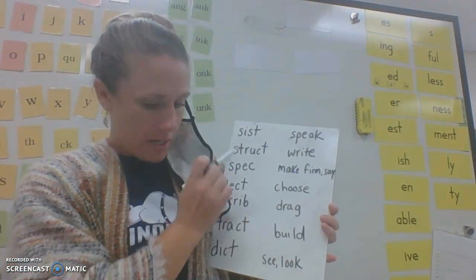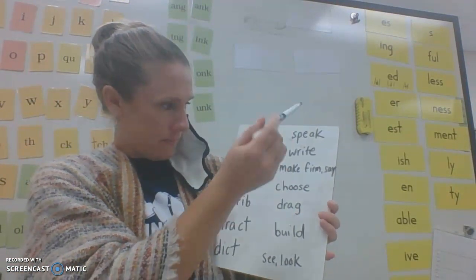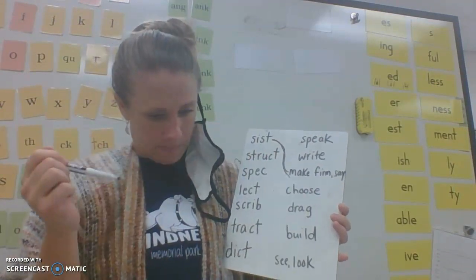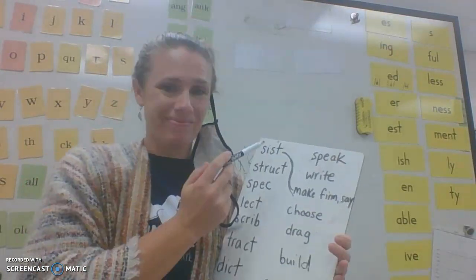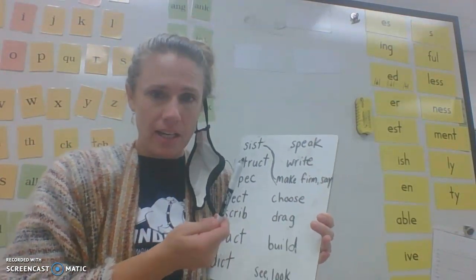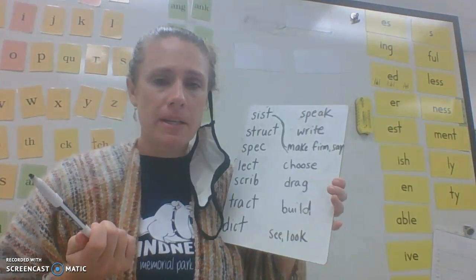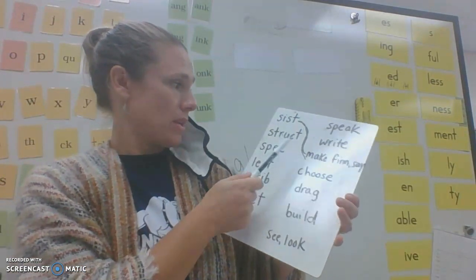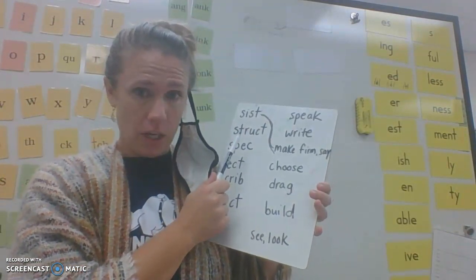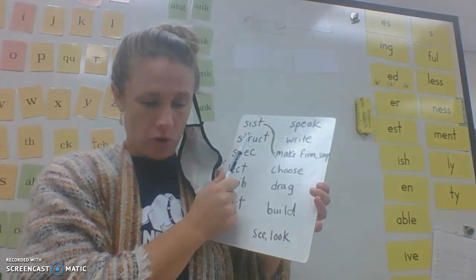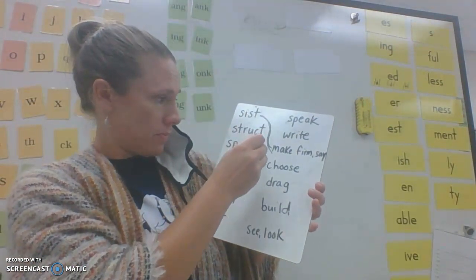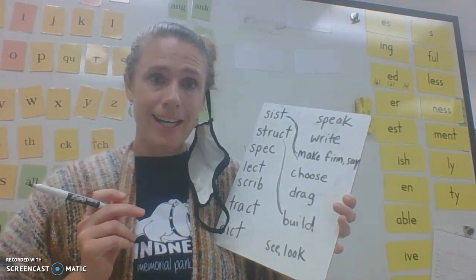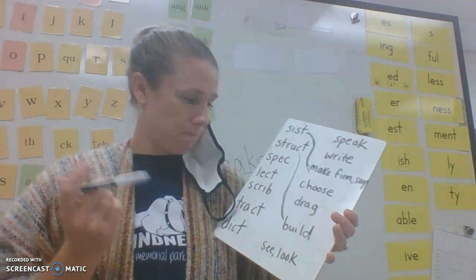Everyone, what did cyst mean? Make firm, or to say. An example of a word with sist would be consist. So you might say the recipe consists of, and that would be the parts that it has in it. Okay, what's the next root? Struct. And what line did you draw struct to? That's right, build. Like construction, they're building things.